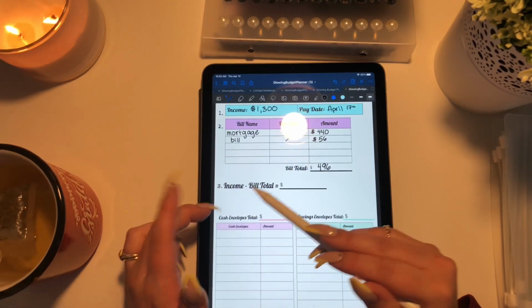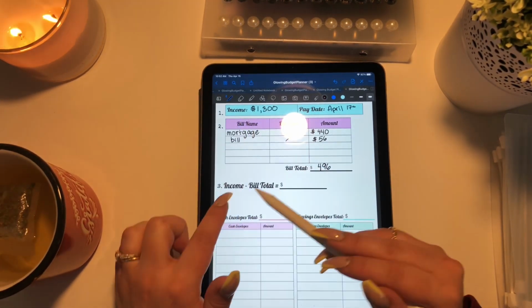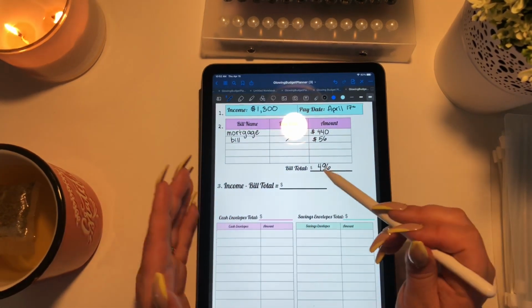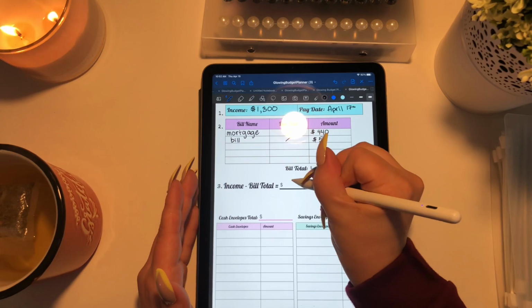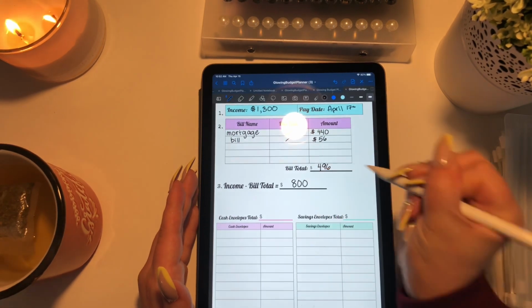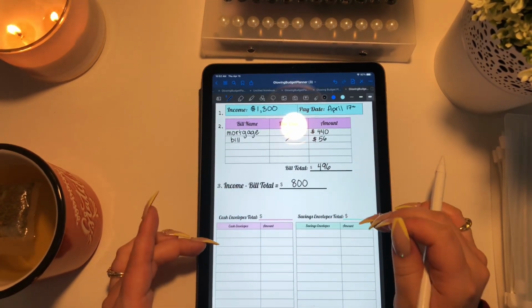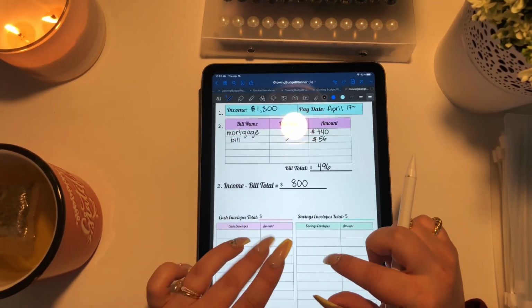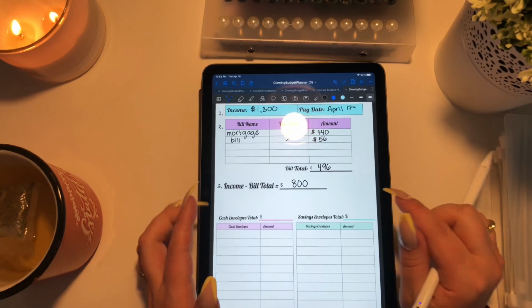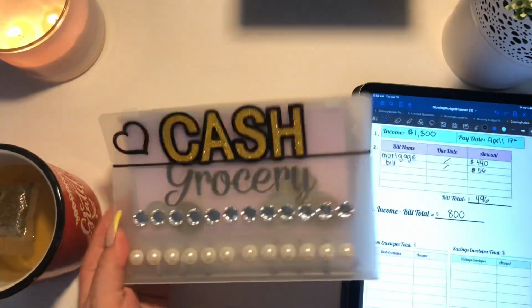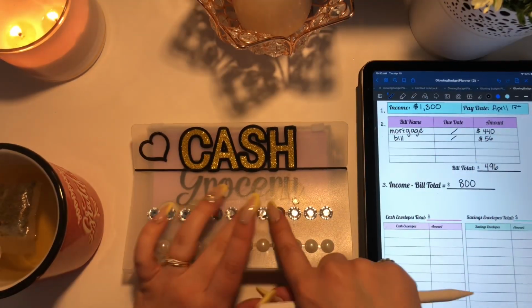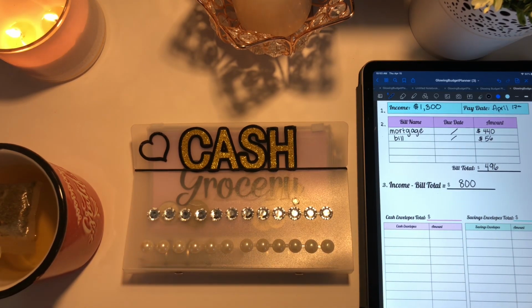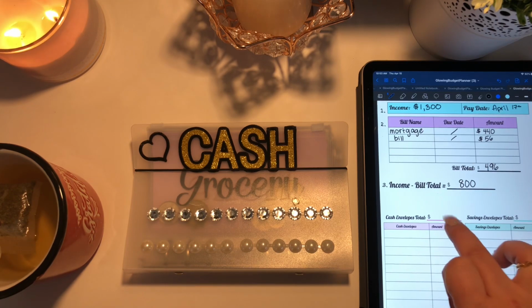And then what I'm going to do is take my income, so $1,300, and subtract the amount that I'm keeping in my bank for bills. So we're rounding that to $500. That will leave me with a total of $800 left. So I'm going to be taking out $800 in cash and stuffing it into my cash envelopes and my savings envelopes. And then I'm going to go through my cash envelopes and flip through each category to determine what I'm going to need for the week. And then I'll see how much cash envelope total I'm going to have.